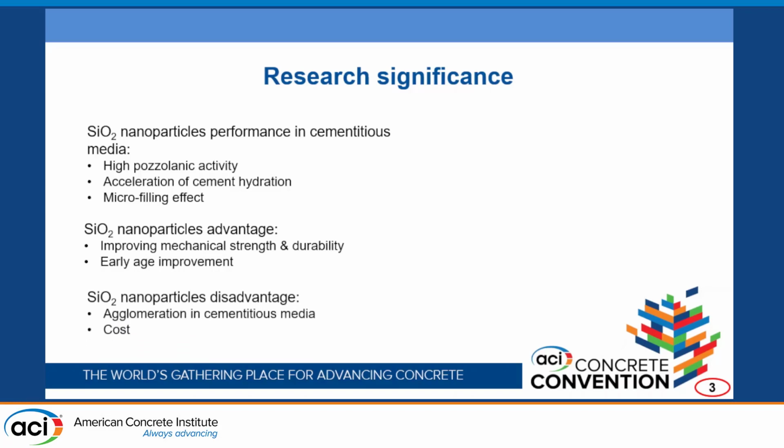But there are a couple of disadvantages of using larger quantities of nanosilica or silicon nanoparticles in cementitious media. The most important thing, and a long-lasting issue, is agglomeration of this type of nanoparticles in cementitious media, because in cementitious media we have calcium ions or other multivalent ions, and we have a very high alkaline environment. These two result in agglomeration of silicon nanoparticles, and then we end up with inappropriate dispersion of these particles within the matrix.